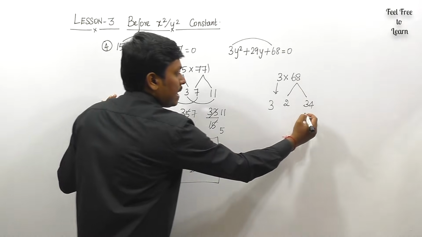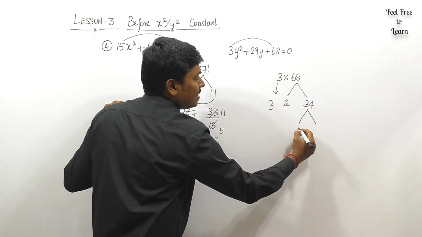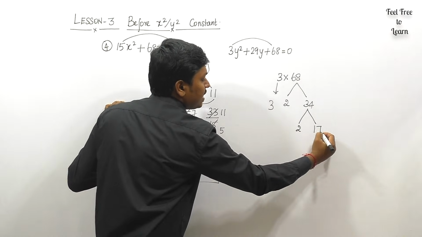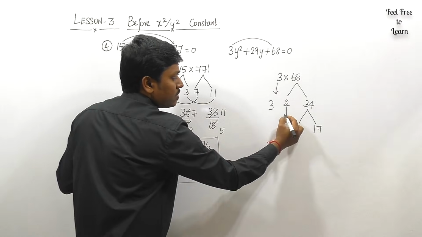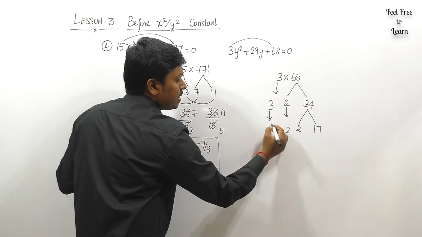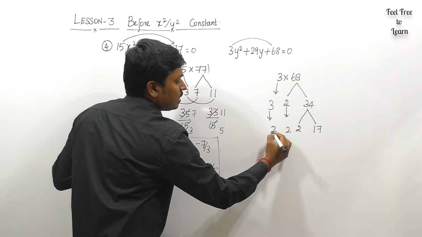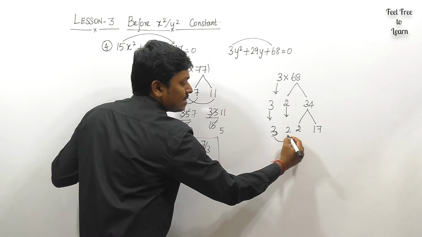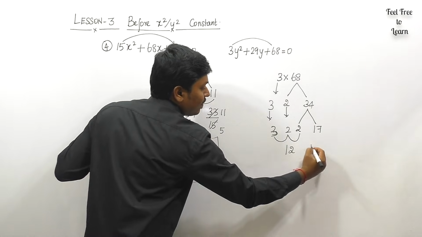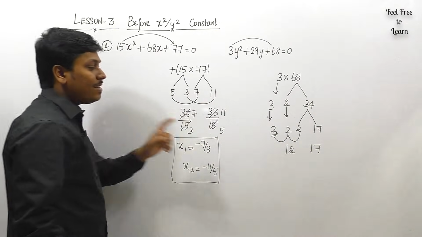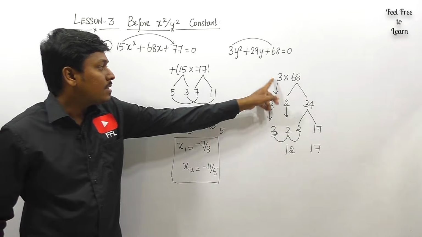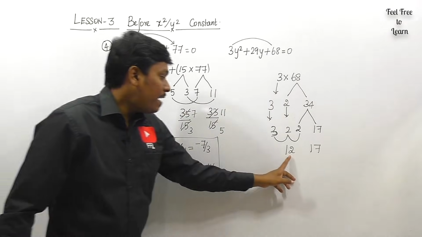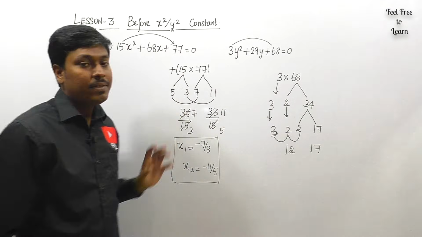So let me do one thing, again split this 34. So when we divide this 34, I think 2 17. 17 into 2 will be 34. So bring this 2 to the next step and similarly bring this 3 to the next step. So I think, listen here friends, 3 into 2 will be 6. 6 into 2 will be 12. So 12 and 17. So finally, when we multiply both the numbers, the resultant will be positive. When we add both the numbers, 12 plus 17, the resultant will be 29.